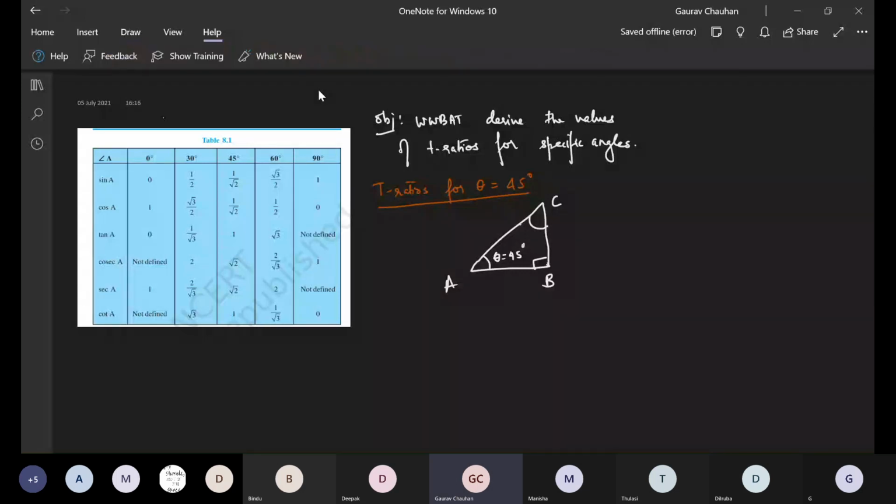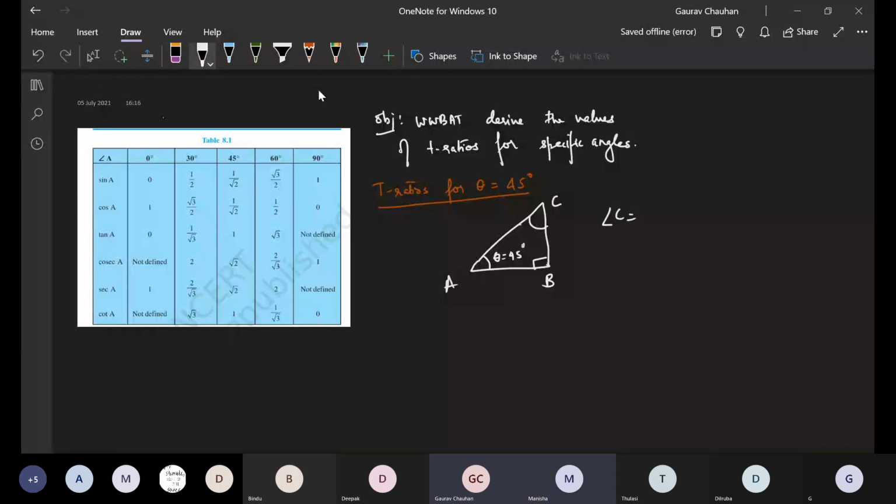Manisha, I want you to unmute and speak. I need someone. Yeah, please unmute and be with me. So Manisha, we know that angle C will also be 45. C is not given, okay. So given angle A is equal to 45 degrees, theta is angle A.